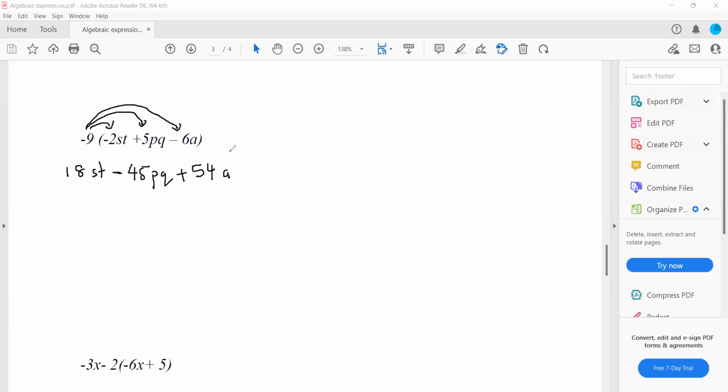Okay, next we want to see if there are any similar terms that we can put together. But it looks like they all have different terms, so we can't really put them together. Okay, so this is 55. So all of them have different variables. So because of that, we can move on to our next question.